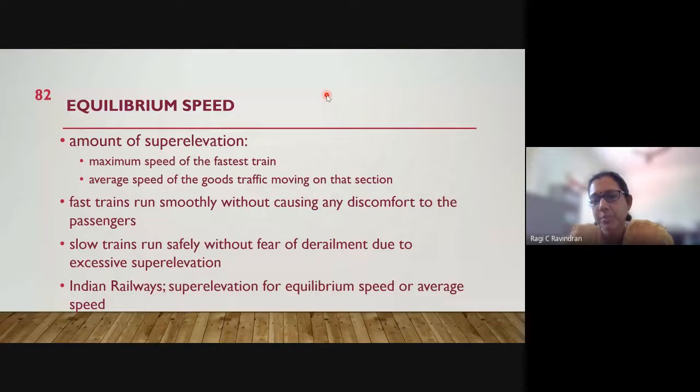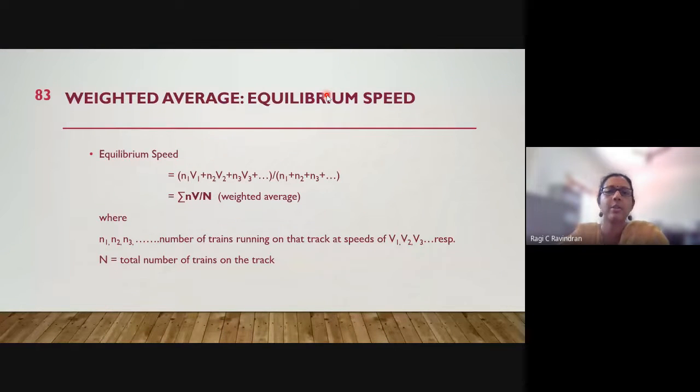So these fears can be avoided if we design the super elevation for the equilibrium speed, or you can call it the average speed. In Indian Railways, we design the super elevation for equilibrium speed, by considering the average speed. Now let's see how to calculate this equilibrium speed.